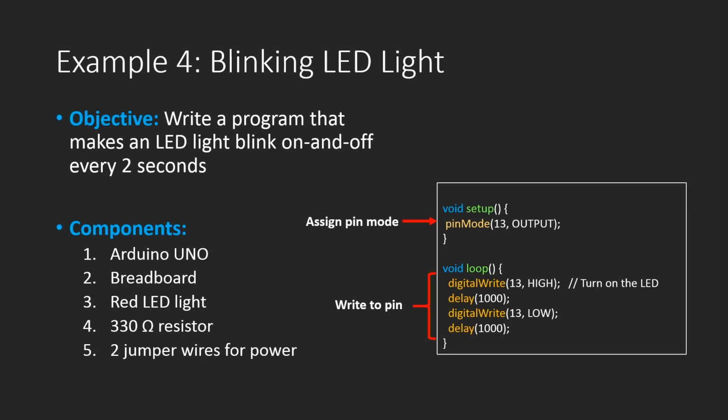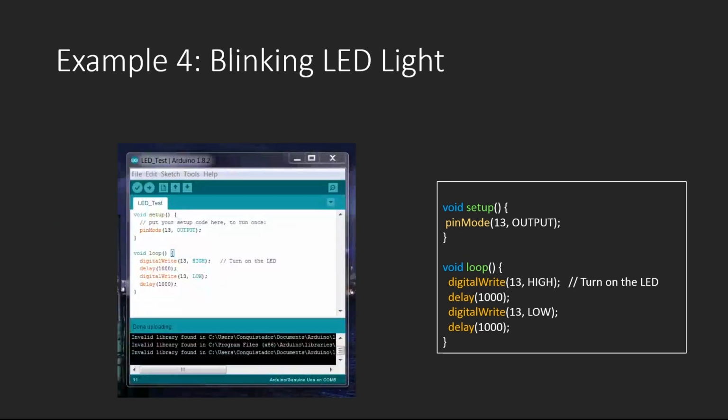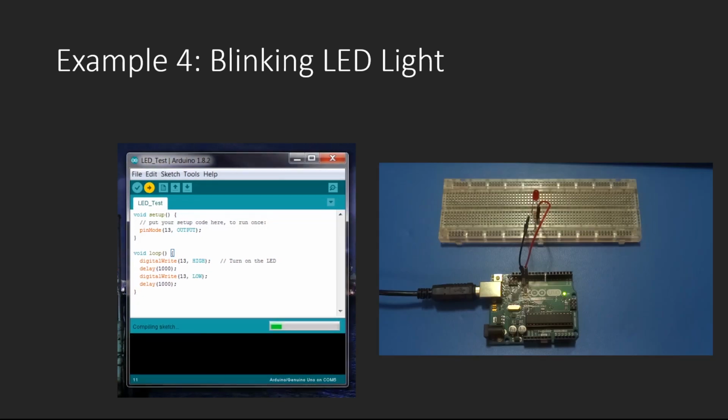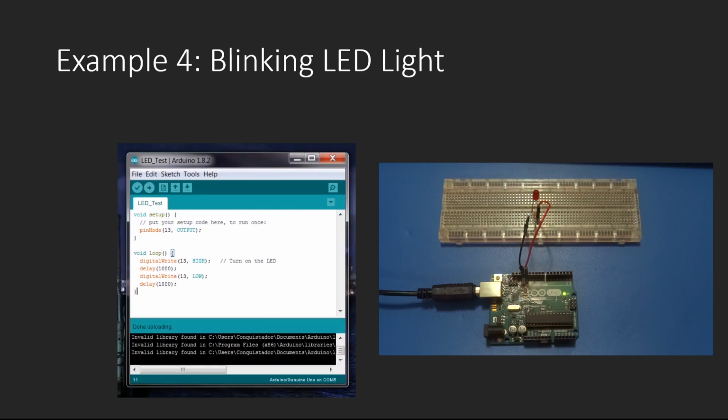Next, inside the loop function, we'll use the digitalWrite function to send an alternating high or low value to pin 13. We'll be using a delay of 1000 milliseconds between high and low. So I'll copy and paste this code into the Arduino IDE and upload it to the microcontroller. And if all goes well, you should see the red light turn on and off every 2 seconds.